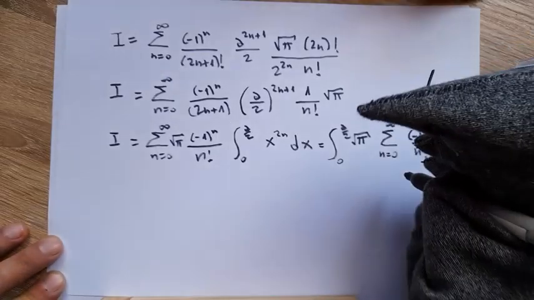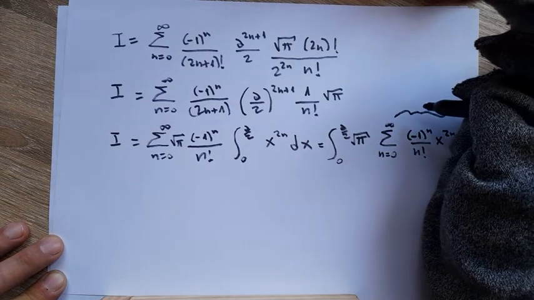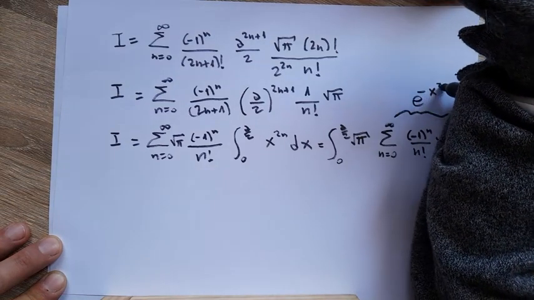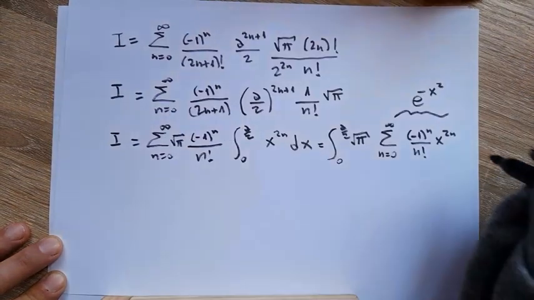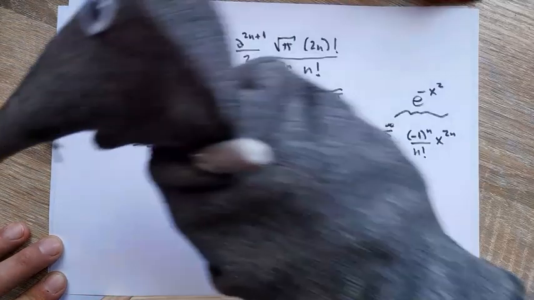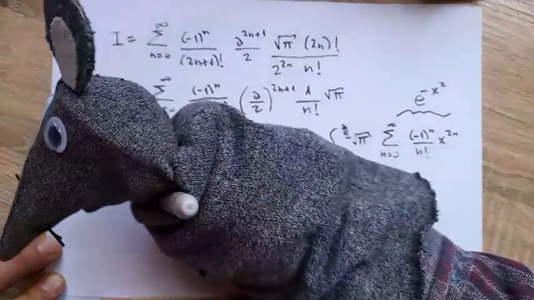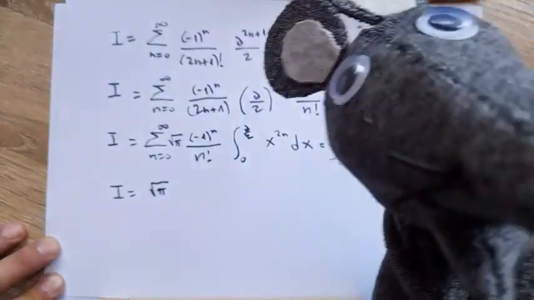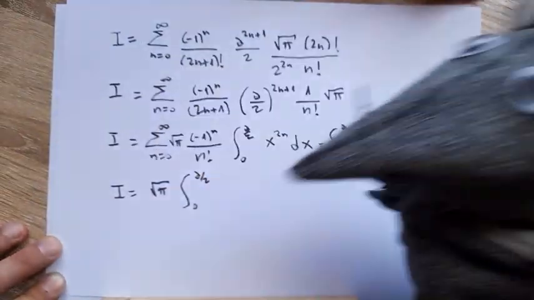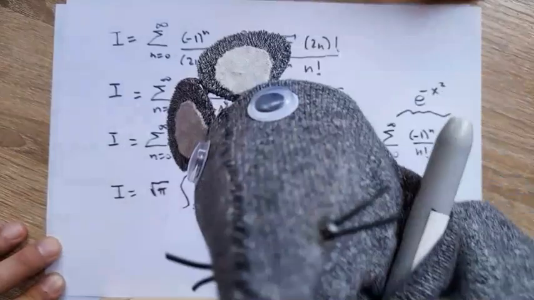Yeah? This here is clearly the Taylor expansion of e to the minus x squared. Yeah? Can you recognize? So, finally, we get that I equals square root of pi times the integral from 0 to a over 2 of e to the minus x squared dx. Yeah?